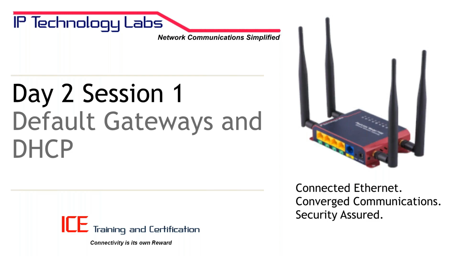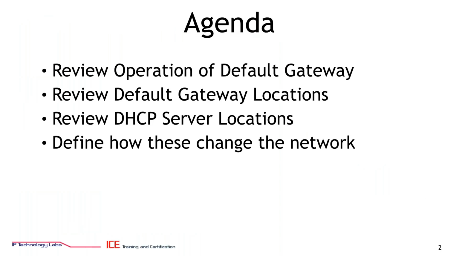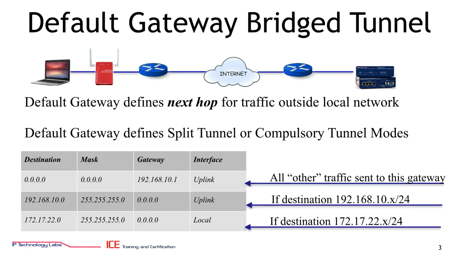So the first thing that we're going to talk about is default gateways and DHCP servers. We're going to talk about default gateways, just a basic default gateway on a laptop, what that does, how that operates, what changes that makes to your network. Then we'll talk about how, in a multi-site VPN network or tunneled operation, the default gateway of your devices changes the operation of your network. We're going to talk about where the DHCP server should be located on your network and how these decisions change how your network operates. So, just a quick review of default gateway, in particular over a bridge tunnel.